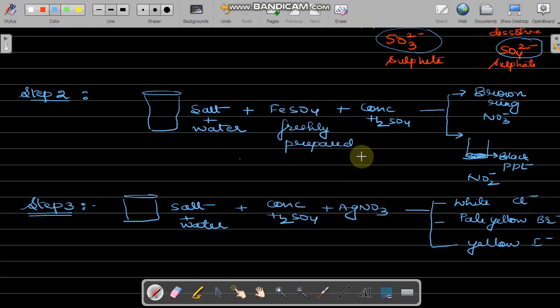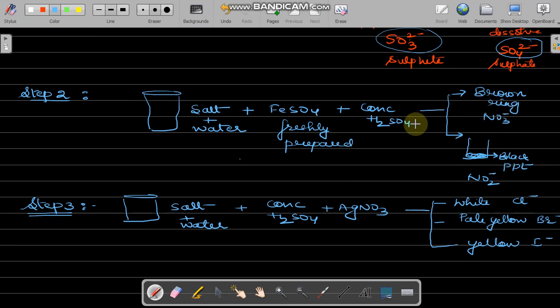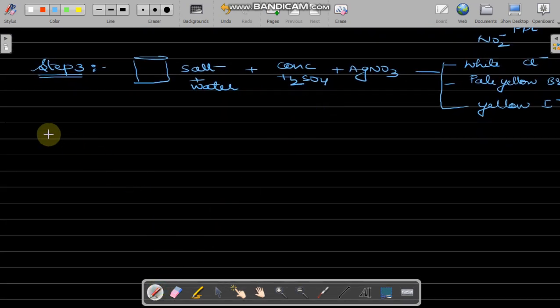Now suppose with the concentrated H2SO4, none of these 5 observations came. On putting concentrated H2SO4, none of these colorations come. It means the concentrated H2SO4 group is absent. So what do we do? We move towards step 4, or you can say towards the dilute H2SO4 group.